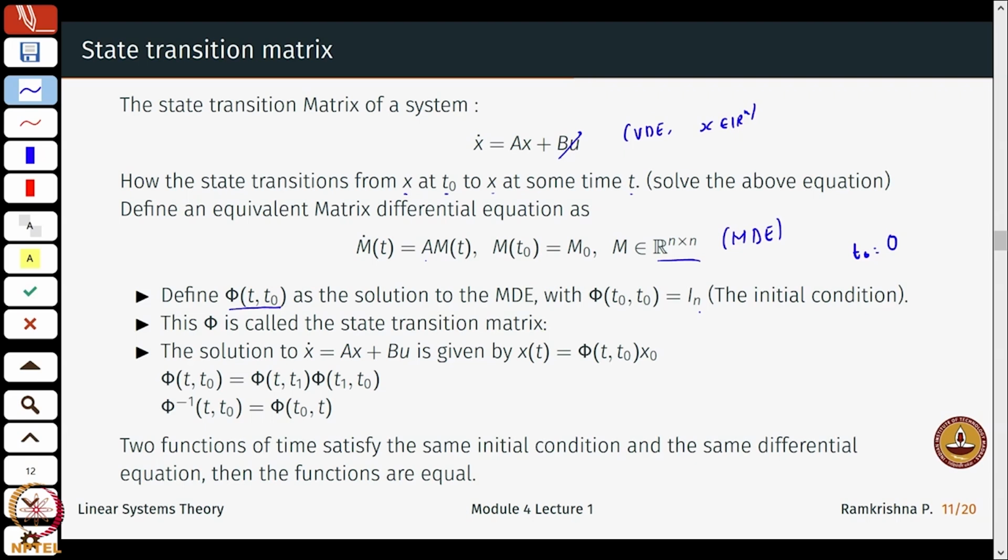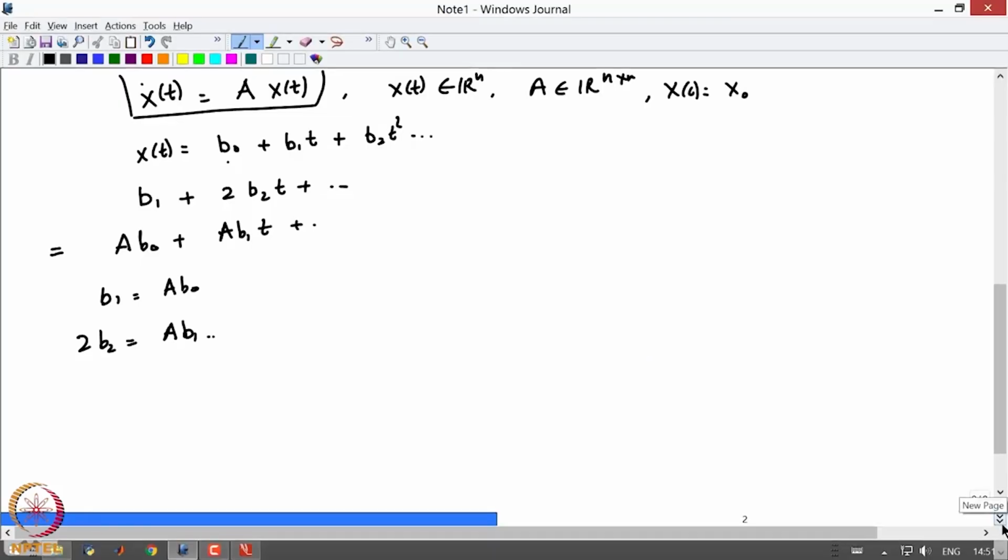Now, if this is the state transition matrix, what I claim here, which I will prove, is that the solution to x dot equal to A x, where the B term goes away here, is simply given by x of t equals phi of t comma t naught times x naught. Now phi of t comma t naught is a matrix, which is the solution to this matrix differential equation, multiplied by the initial state. So let us try and prove this.